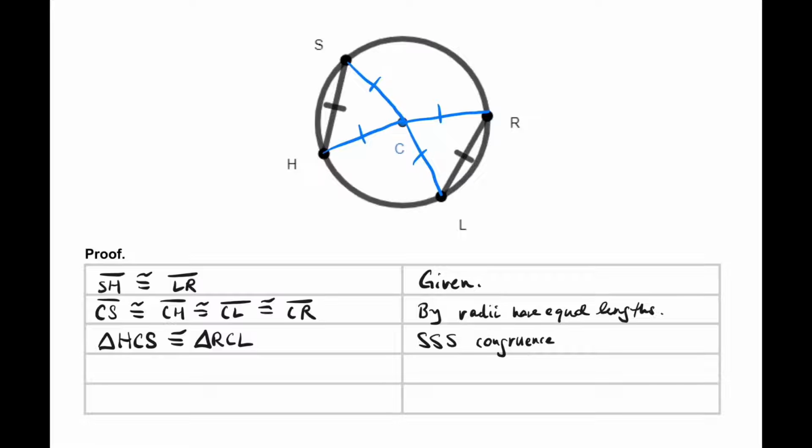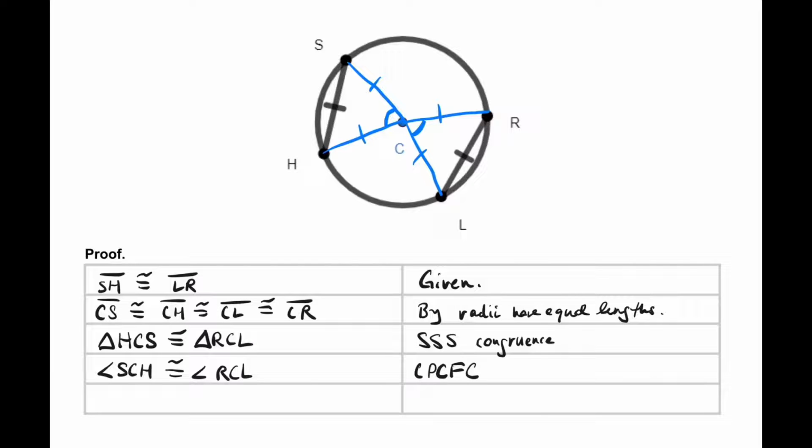Okay, and then here we have this central angle, angle SCH is congruent to angle RCL. And that's by congruent parts of congruent figures are congruent. So CPCFC, congruent parts of congruent figures are congruent.